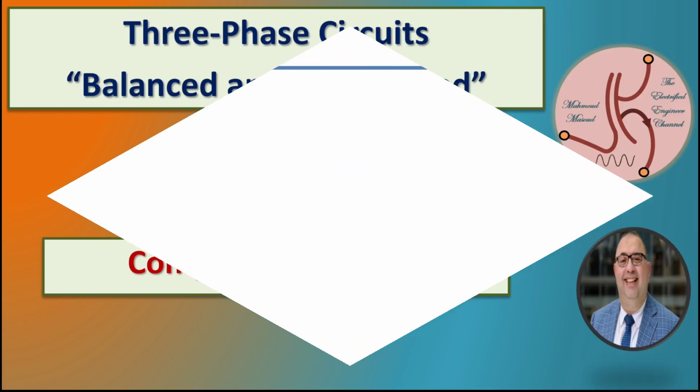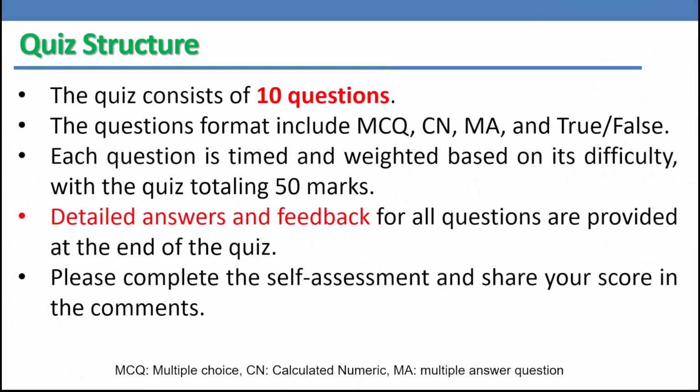Let's start. The quiz structure. The quiz consists of 10 questions. The question formats include multiple choice, calculated numeric, multiple answer, and true and false. Each question is timed and weighted based on its difficulty, with the total marks for this quiz being 50 marks. After you finish the quiz, you are going to find detailed answers and feedback. I'm going to direct you to where you will find the answers within the videos. Please complete the self-assessment and share your score in the comments.